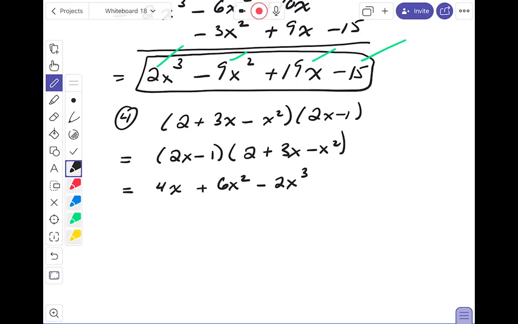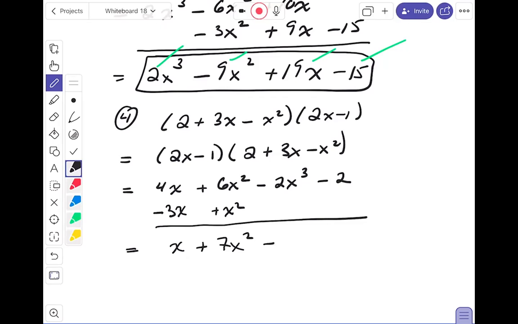All right, let's keep going. Minus 1 times 2 is minus 2. Minus 1 times 3x is minus 3x. Notice what I did there? I didn't write it horizontally. I put it next to the guy I want to put it next to, which is like term. Right, so I did minus 1 times 2, minus 1 times 3x, and now minus 1 times minus x squared. Well, that would be plus x squared. I put my line here, and I'm going to write it down for you. What do you get? X plus 7x squared minus 2x cubed minus 2.